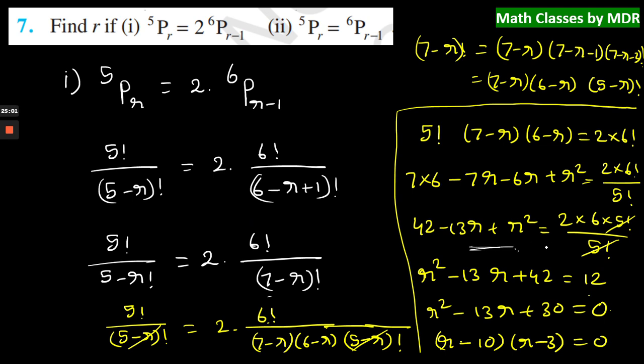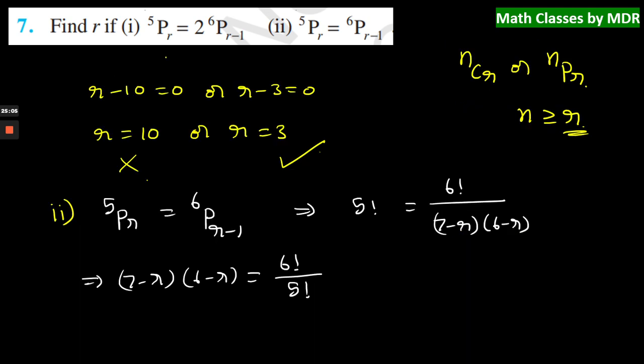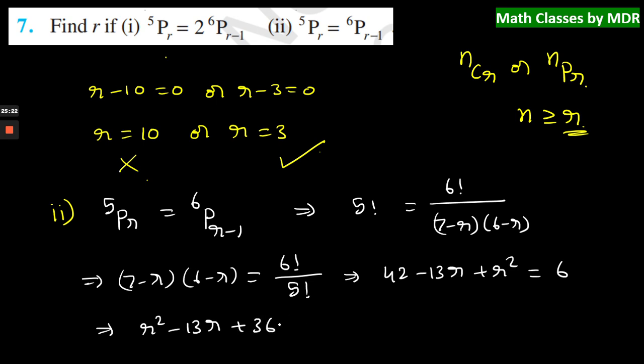You can take 42 minus 13r plus r square is equal to 2 into 6. Instead of 2 into 6, we take 6. Okay. So let us write that. 42 minus 13r plus r square is equal to 6. Right. Now take this 6 to the left hand side. You will get r square minus 13r plus 36 must be equal to 0. Again we got a quadratic equation. So now split the middle term to get the factors of this quadratic equation and equate them to 0.